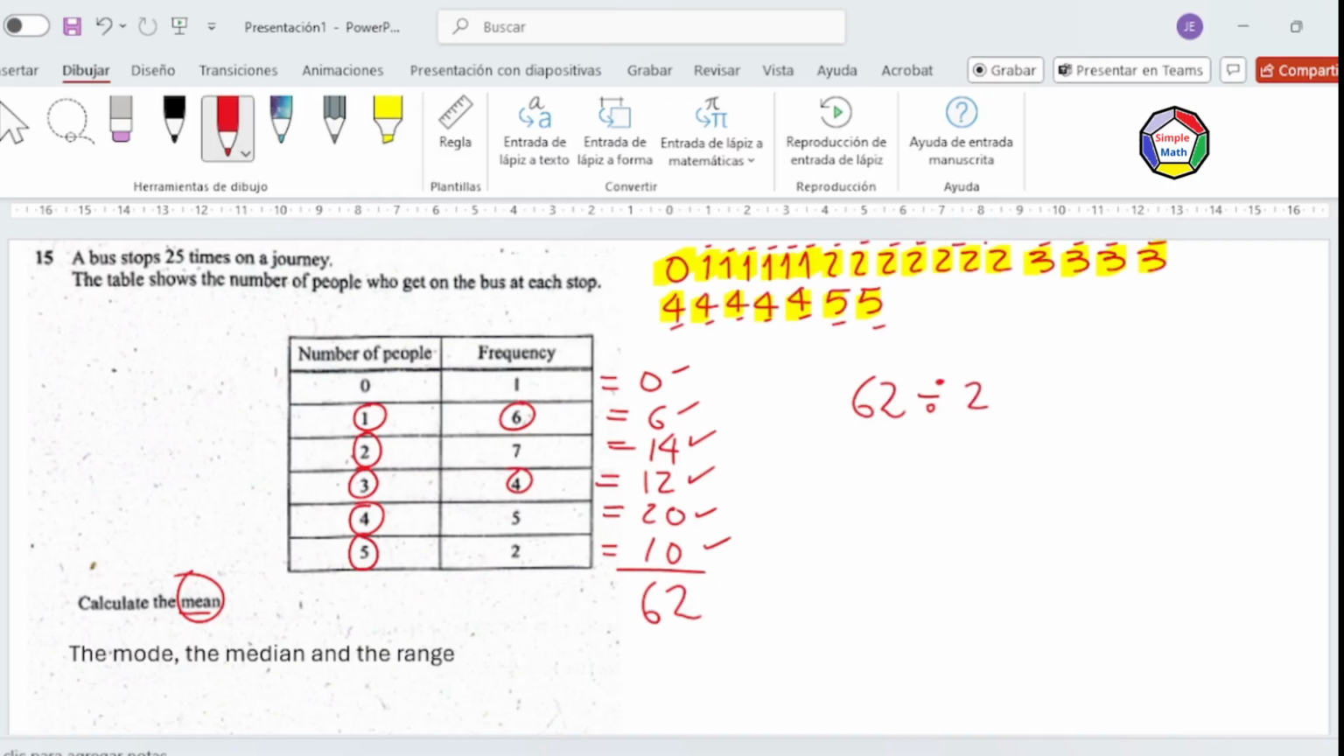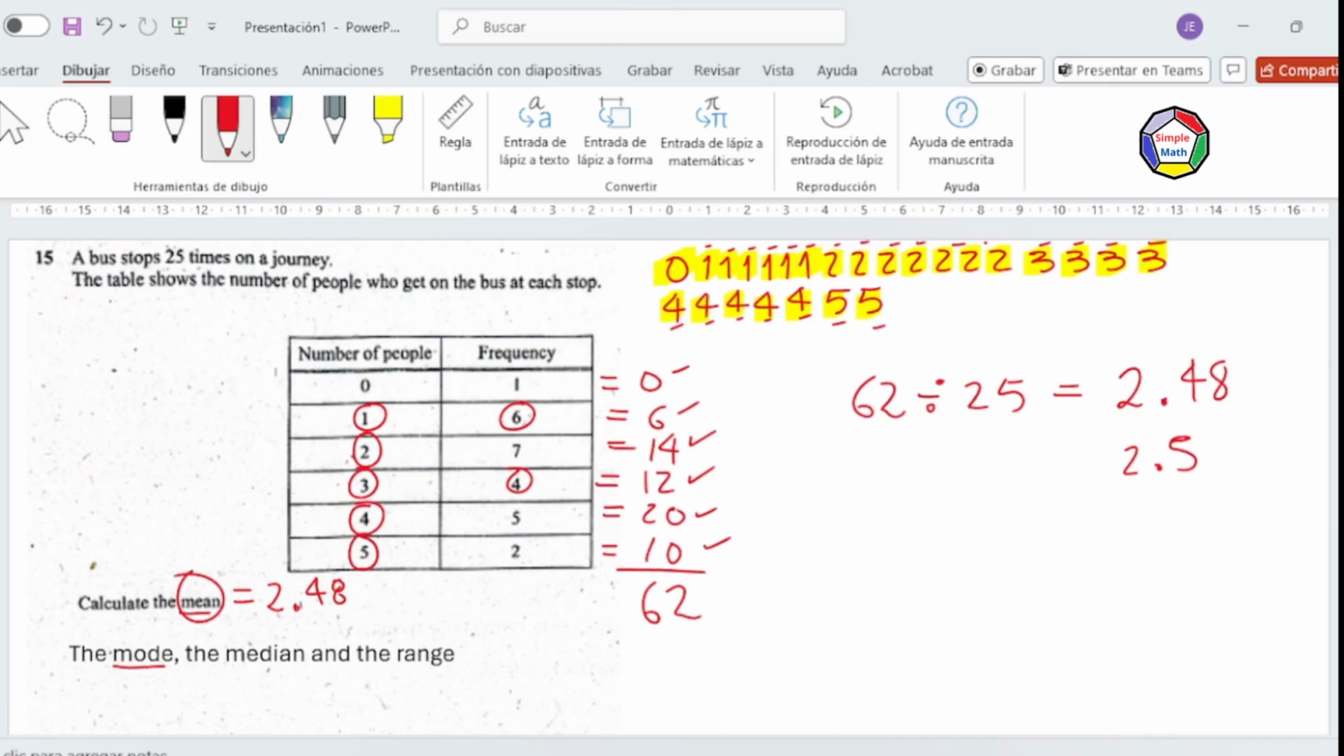So 62 divided by 25 is equal to 2.48. So we can leave it like 2.48 or 2.5 rounded. Okay? So what is the mean? 2.48. And that's the way we calculate the mean.